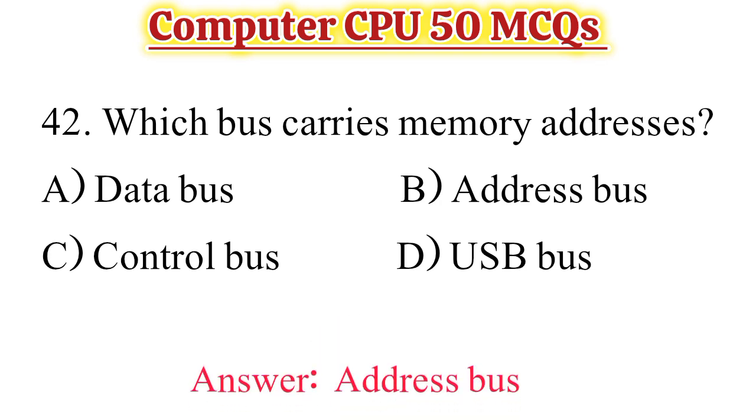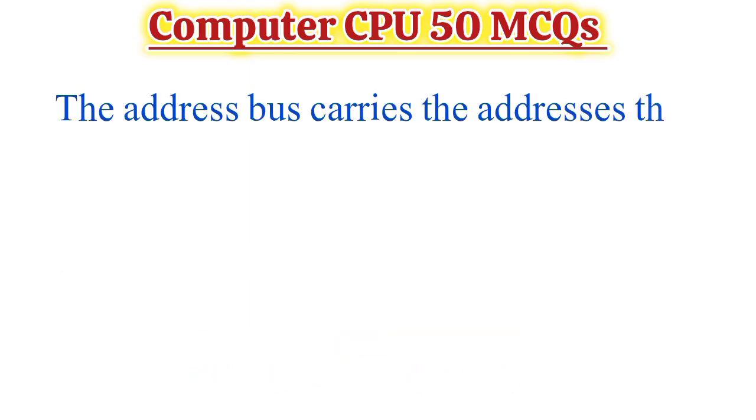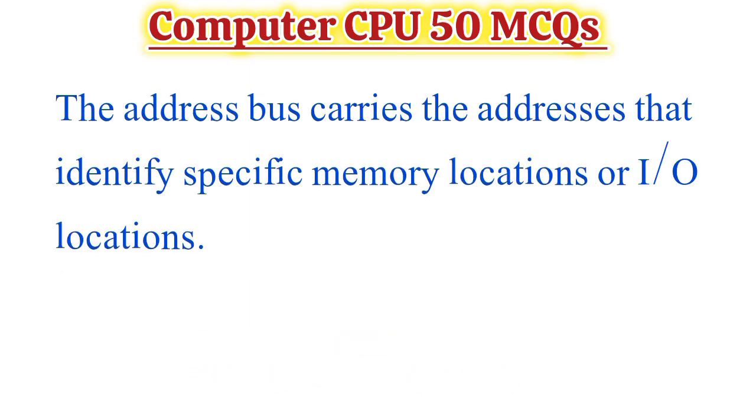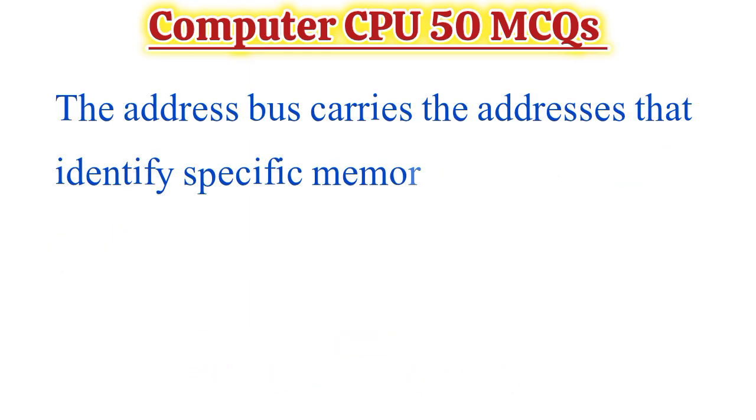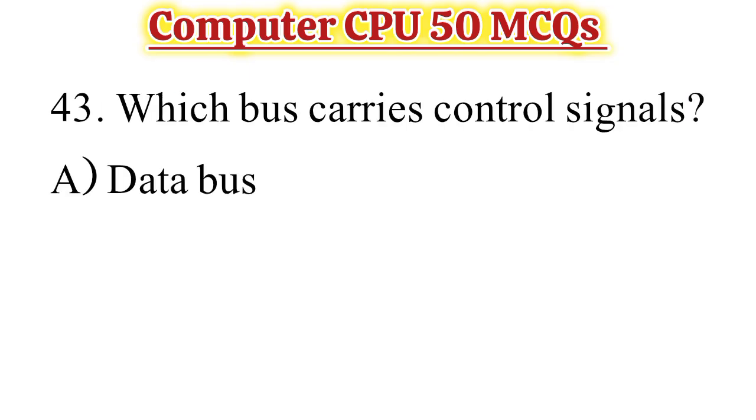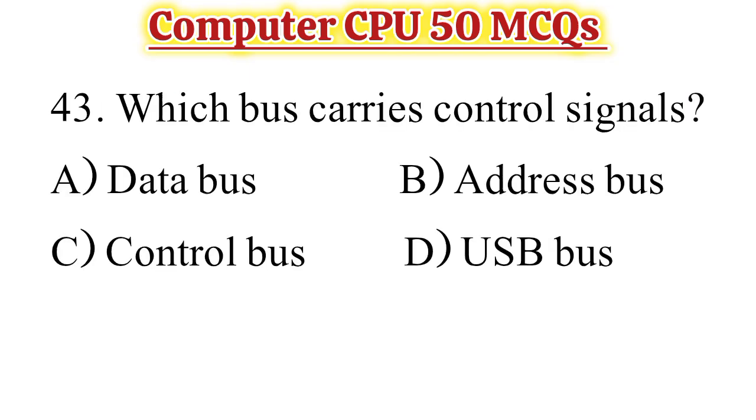Answer: address bus. The address bus carries the addresses that identify specific memory locations or I/O locations. 43. Which bus carries control signals? A. Data bus. B. Address bus. C. Control bus. D. USB bus.